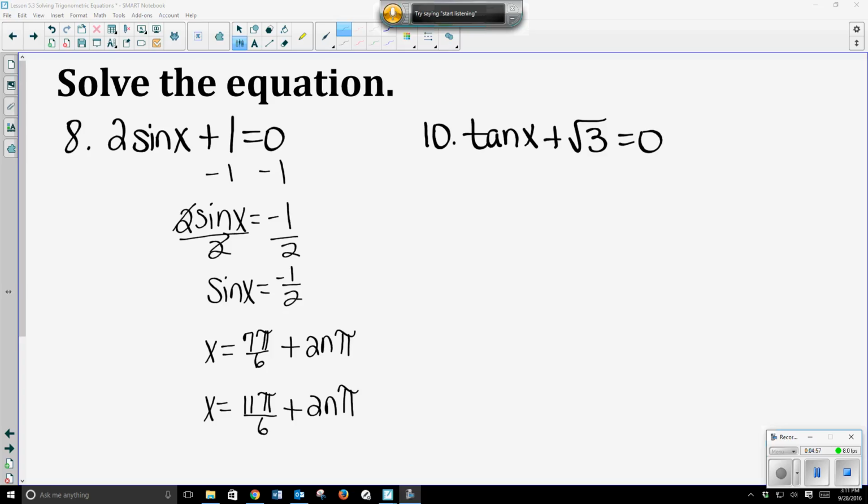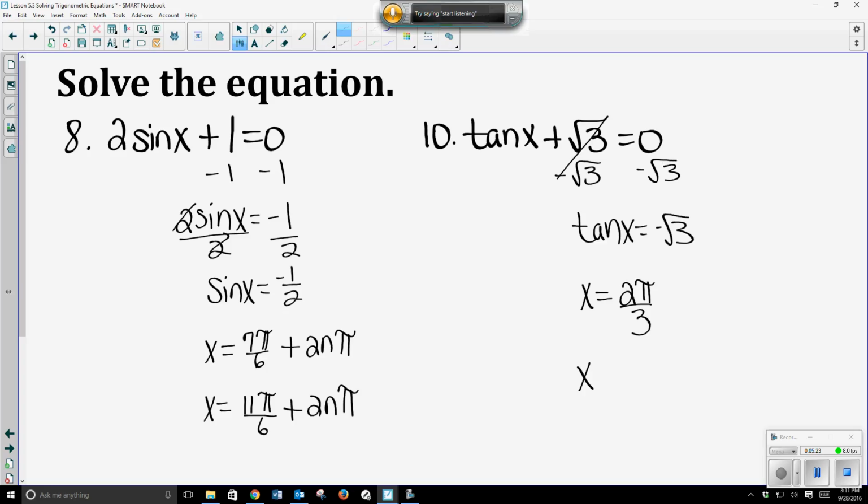Number 10. Subtract root 3 from both sides. So tangent of x is equal to negative root 3. And tangent of x is equal to negative root 3 at 2 pi over 3 and 5 pi over 3.